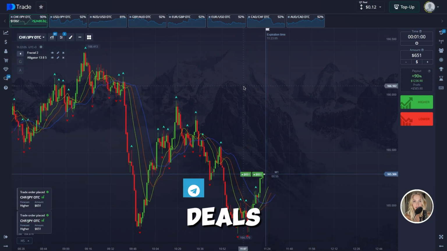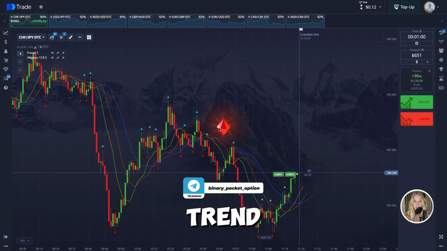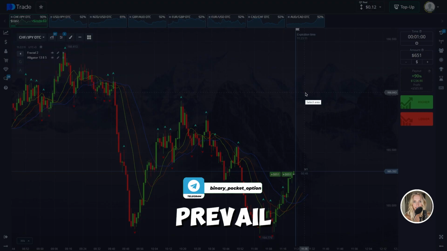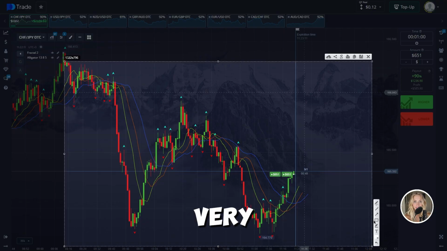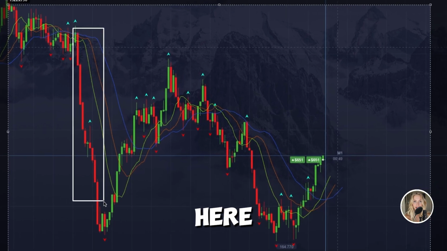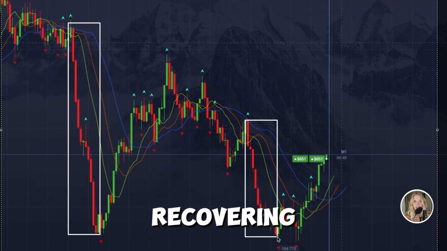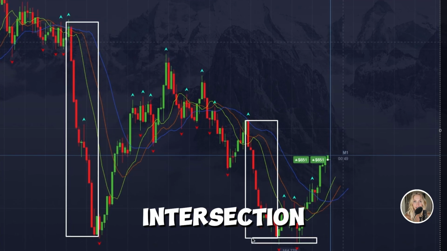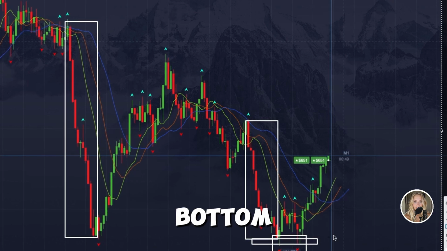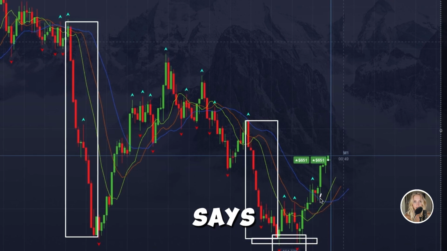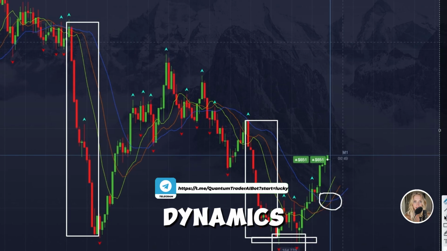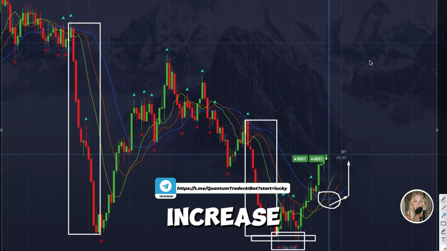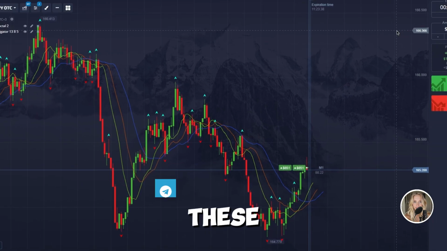Here we open deals to increase in the direction of the actual trend. We have a very strong upward trend now, most likely. It will prevail because previously very strong downward volumes were shown to us here, and most likely the price is recovering. We now have upward dynamics from this local minimum. The intersection of the moving averages occurs from bottom to top, and this says we are aware of a sign of upward dynamics, so in this case, we open the deal again for an increase. Let's look at the result of these two deals.